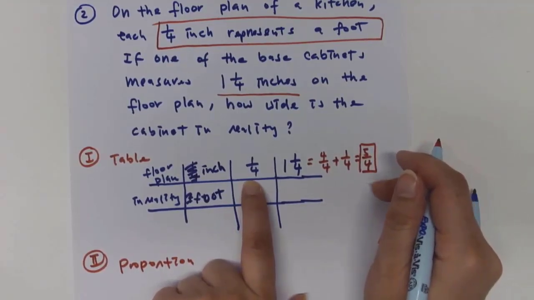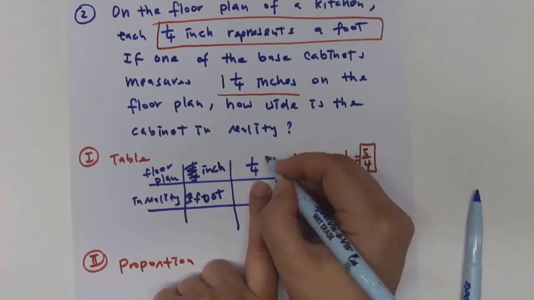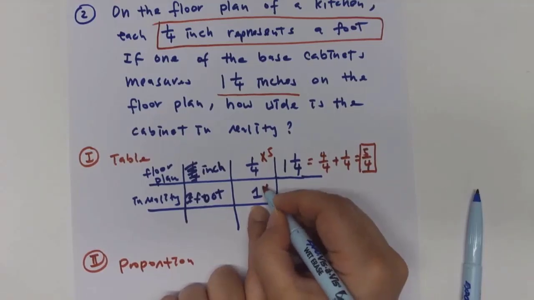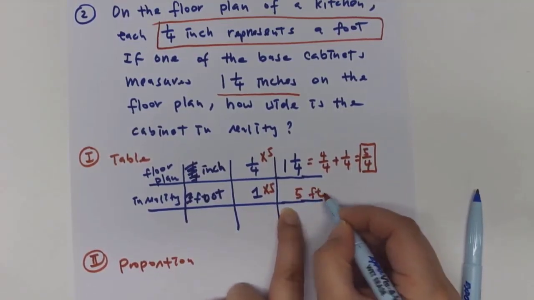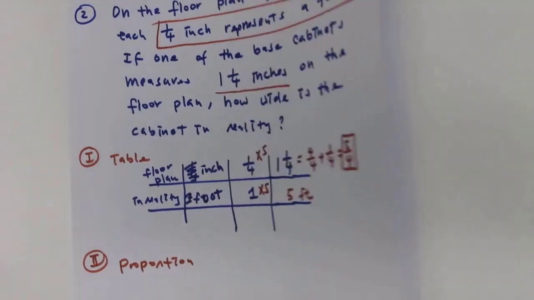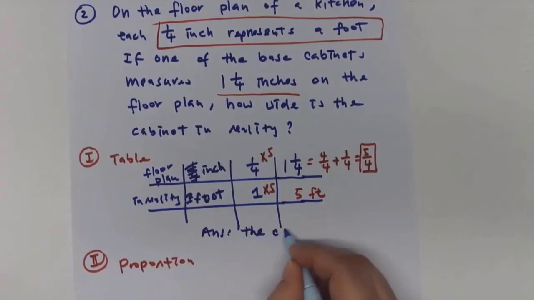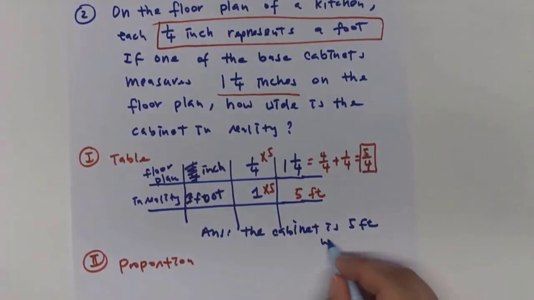We're doing multiplication ratio. You need to multiply how many times of this? 5 times, right? Which means I need to multiply by 5, so this means 5 feet. Okay, so I'm going to write the answer saying that the cabinet is 5 feet wide in reality.